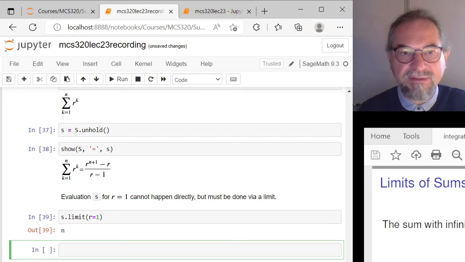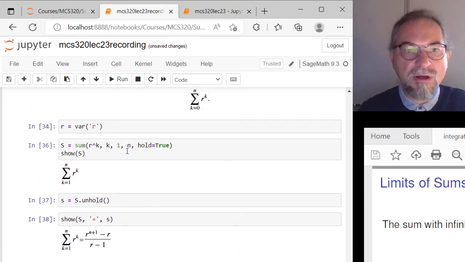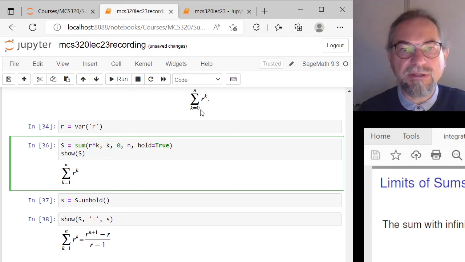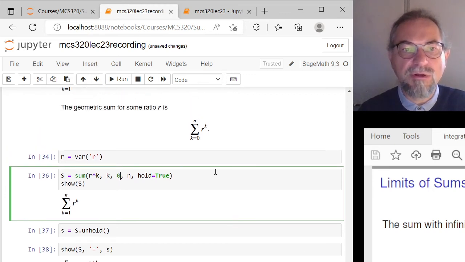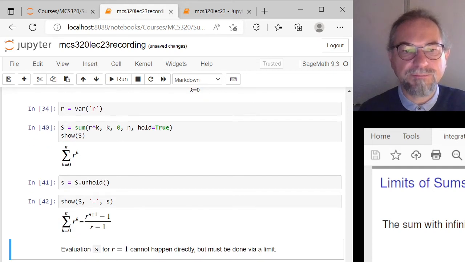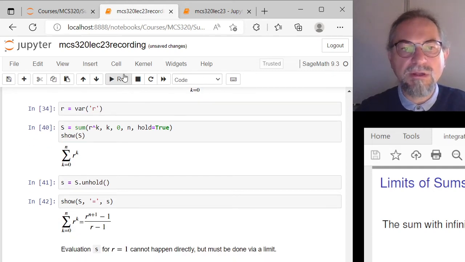The problem is that I see now that I made a typo. The index should have started from 0. So let me redo it. So here the LaTeX typesetting started the index from 0, but then as I was focusing on the hold, I forgot about the index here, and I only noticed it when I was considering the expression. So now we have n plus 1.